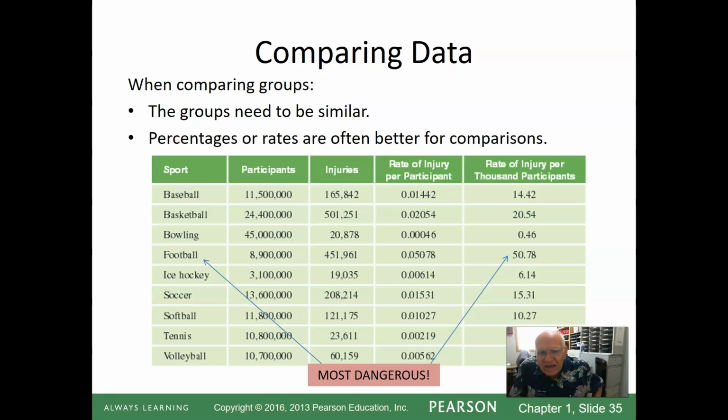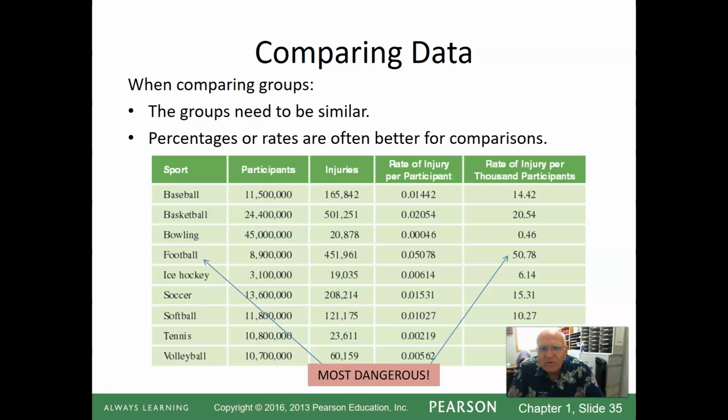So we can add a column here that has not only the number of injuries, but the number of participants. So you see the participant column is shown at the beginning. And when you look at that column, you can see that there were 45 million people that participated in bowling. So maybe 20,000 injuries isn't that bad, because that gives us a rate of injury. It says that you had 0.0046 basically, and you put that on some kind of percentage basis. What they did is they chose to put it not on a percent basis, but on a rate per thousand.